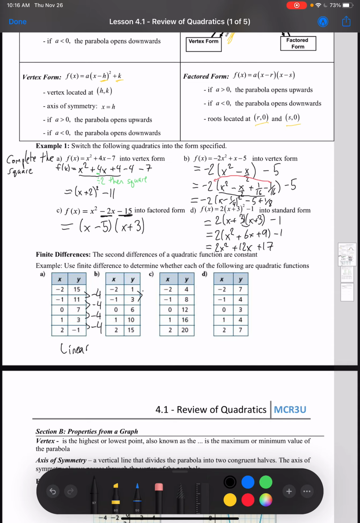Let's try the second one. From 1 to 3, you have to add 2. 3 to 6, you add 3. 6 to 10, you add 4. 10 to 15, you add 5. All right, let's try it again. Now take the differences of these ones. From 2 to 3, you add 1. From 3 to 4, you add 1. From 4 to 5, you add 1. So in this case, second differences are all the same, so you have a quadratic.